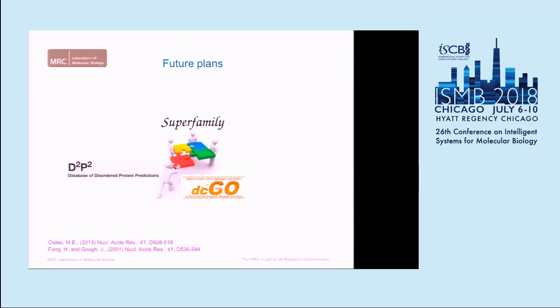So the idea behind this is to merge structural information from Superfamily, disorder information from D2P2, and the ontology terms mapped onto the domains. It will give you a unified view of the sequence that you're looking at, and you can make better interpretation of it.